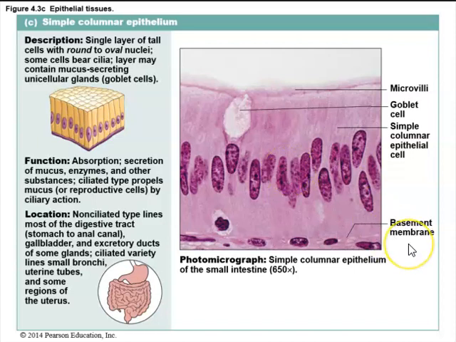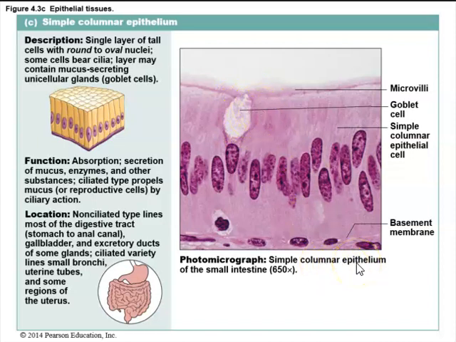So again, simple columnar epithelium is made up of a single layer of tall cells with round to oval nuclei. Some can have microvilli or cilia on the apical surface of these cells. Within the epithelium, you may find mucus-secreting unicellular glands called goblet cells that produce mucus.